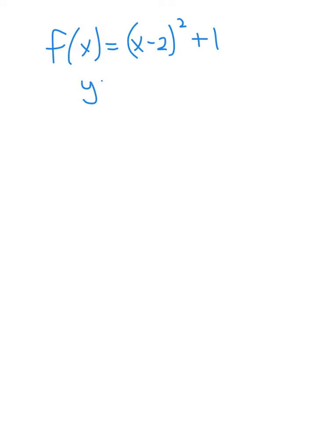One of the questions the book will ask you to do is find the inverse of a function that is quadratic. So f of x equals x minus 2 squared plus 1. So we follow the same rules, we replace f of x with y, and we get y equals x minus 2 squared plus 1. Now we interchange x and y. So we get x equals y minus 2 squared plus 1.